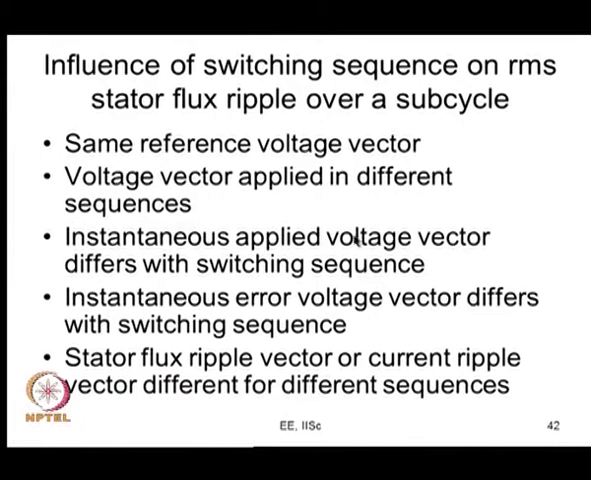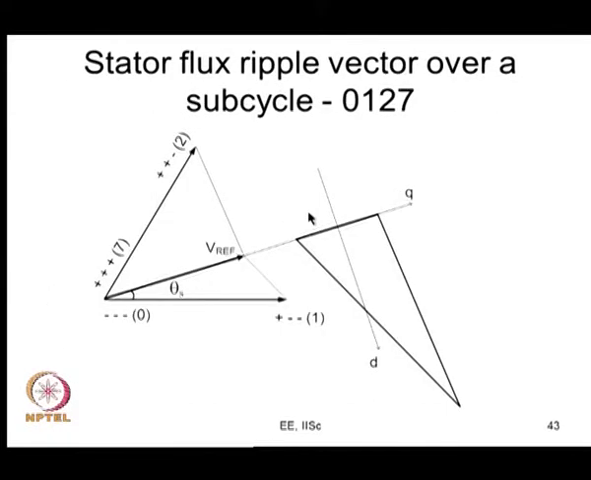That is different because the instantaneous applied voltage vector is different. So, this is different when the sequence in which the vectors are applied is different. This is how the switching sequence is influenced. So, this is a quick illustration of what happens here now.